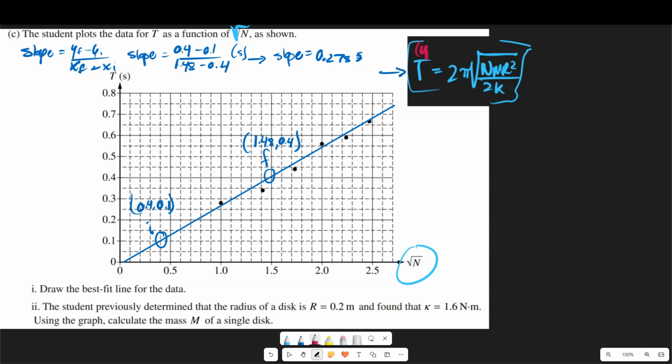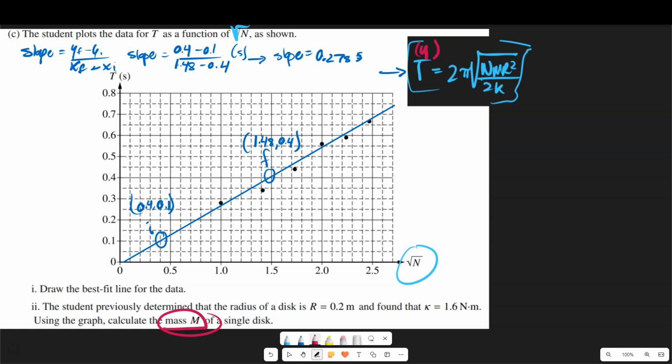So this is like our y. In terms of a y equals mx plus b format of an equation, this is like our y value. Embedded in here is like an m value, or slope value. So we have slope calculated from this line right here, and we've got slope that we're going to need to do. It says calculate the mass m. So we need to get m by itself of a single disk. So how can we go about doing that?